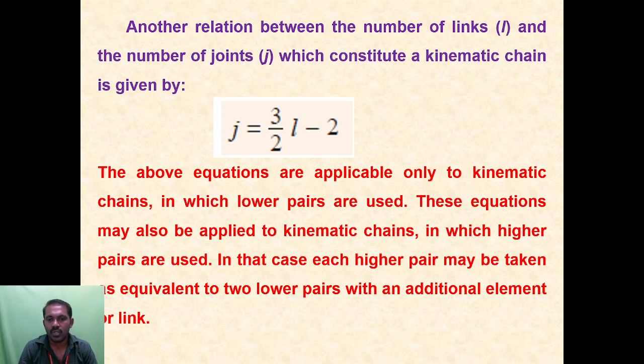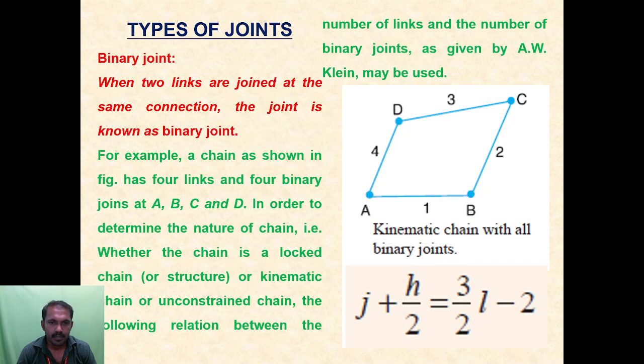The above equations are applicable only to a kinematic chain in which lower pairs are used. If higher pairs are used, the higher pair may be taken as equivalent to a lower pair with an additional element or link. Now the example of types of joint.